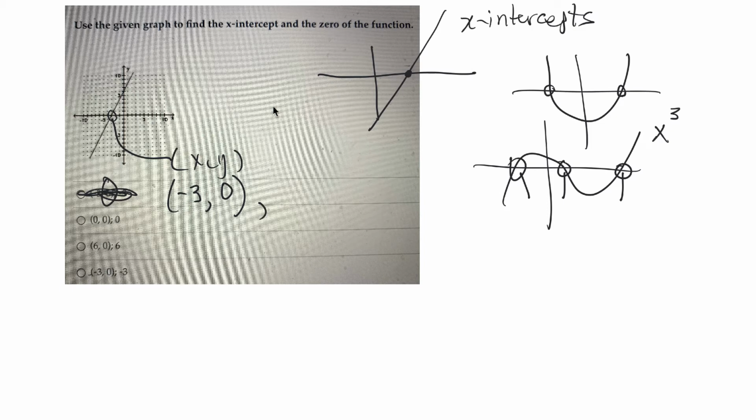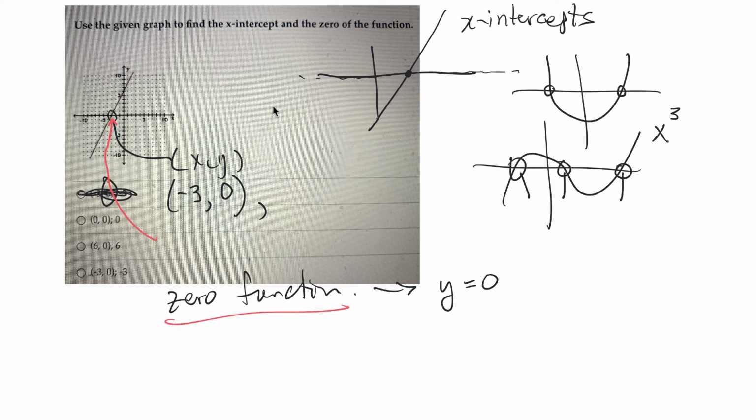Now, a 0 of a function, by definition, is the place where y is equal to 0. And it's sort of a funny kind of thing to say because y is equal to 0 would be anywhere along this line. So really by definition, an x-intercept and a 0 of a function have to be the same spot. So my 0 of this function is going to be right there at that point as well.